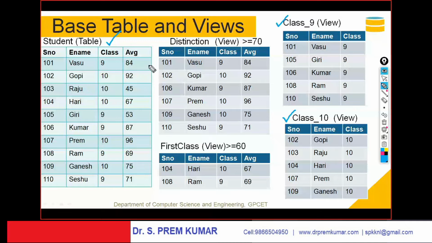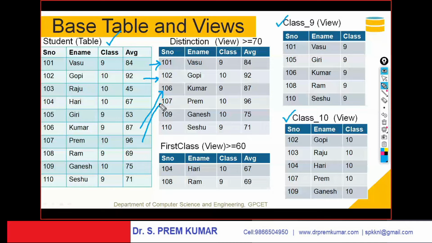Average is 92% average. And you are getting 106, that is Kumar, details of Kumar. You are getting the details of Prem, details of Ganesh, details of Seshu. From where are these details brought?